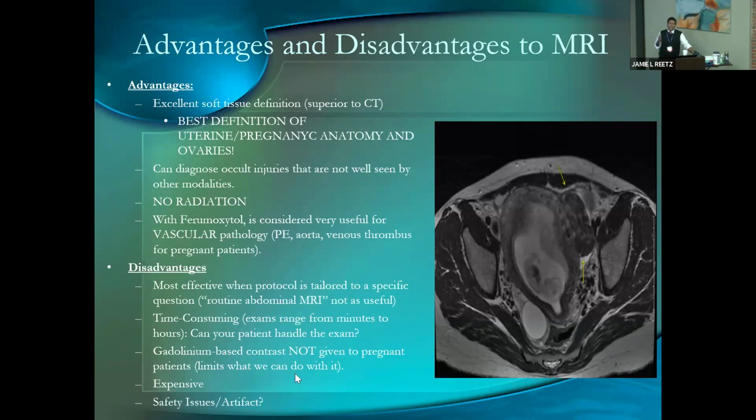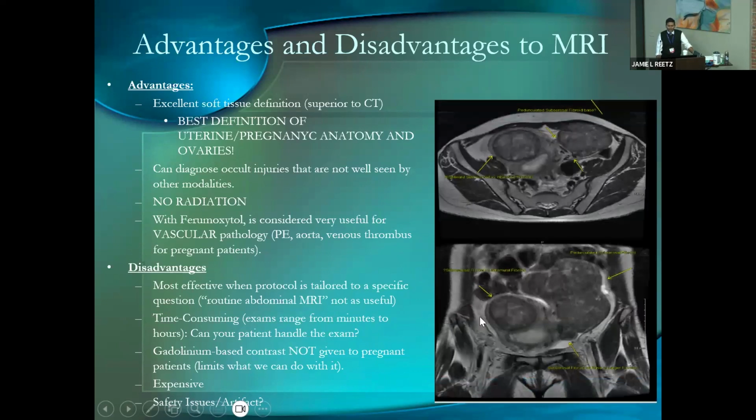Even if I can't give contrast, it's just going to look good. This is a non-contrast MRI of a pregnant patient who had a bunch of fibroids. We can see those fibroids quite well. We can see that the intrauterine gestation is there. You can see all these ginormous fibroids here. And you can see all of that on a non-contrast MRI because MRI is very good for those things.